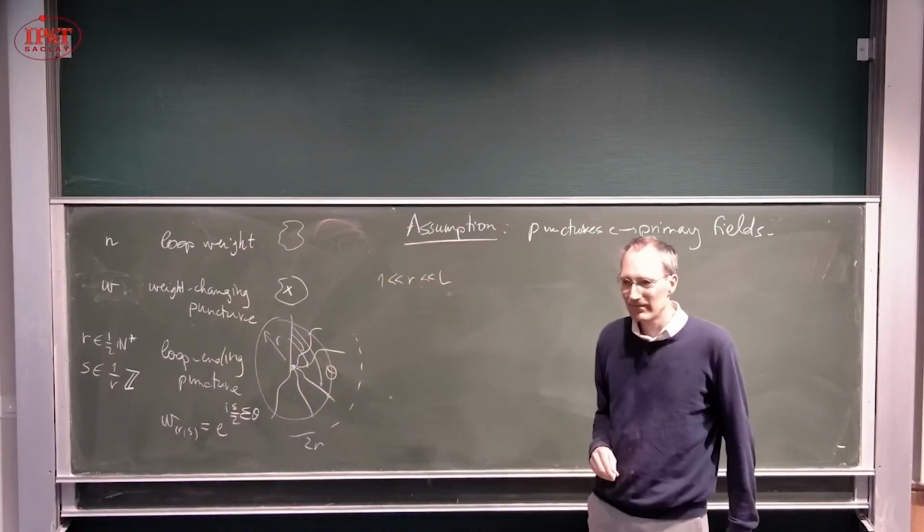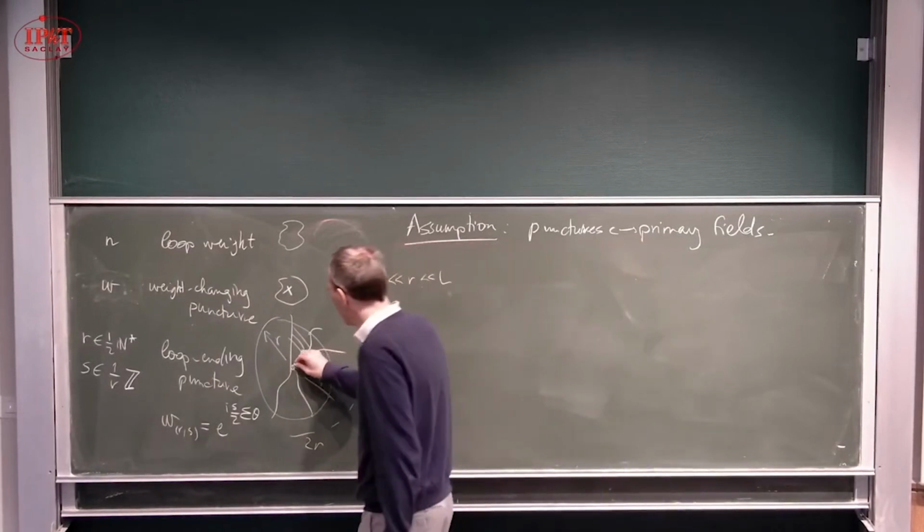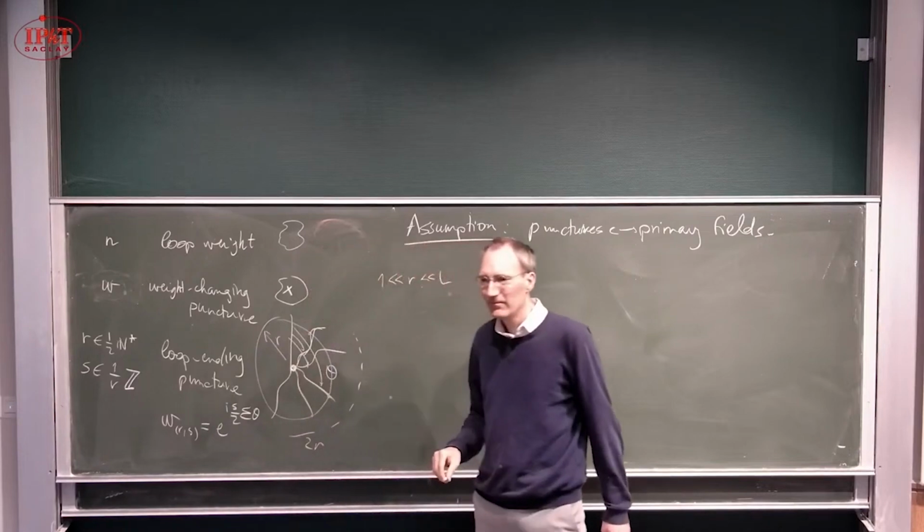Notice that they are watermelon exponents. So where are the loops? The loops, I mean, this is an open loop, if you want, which ends at this point.